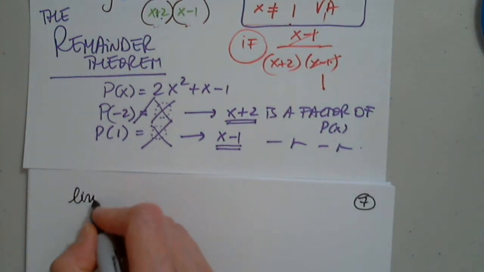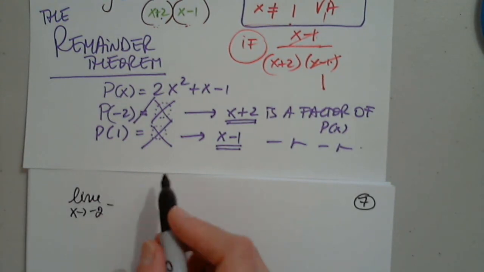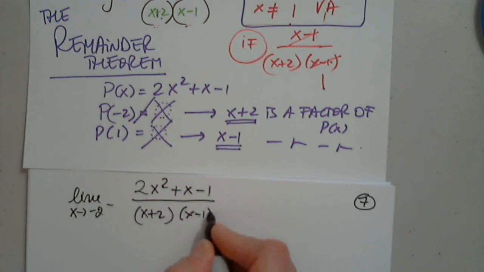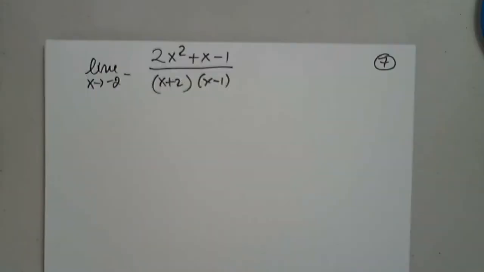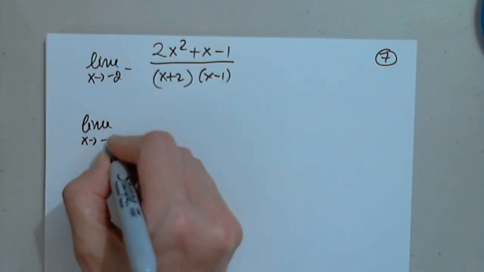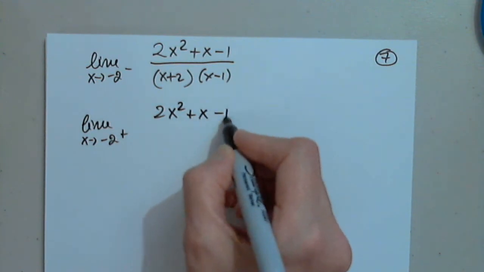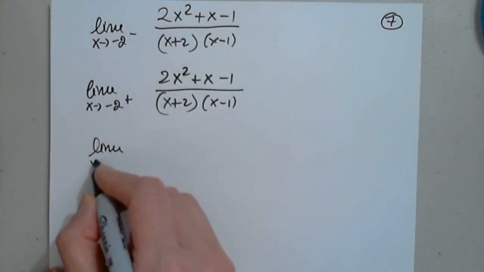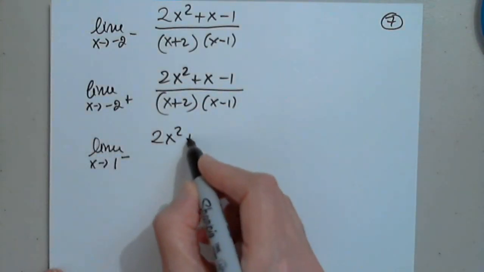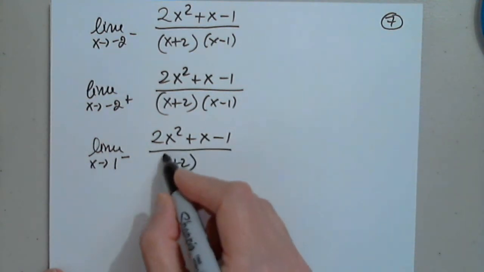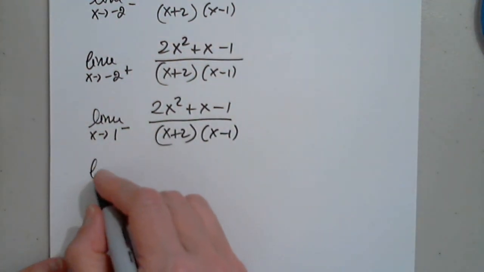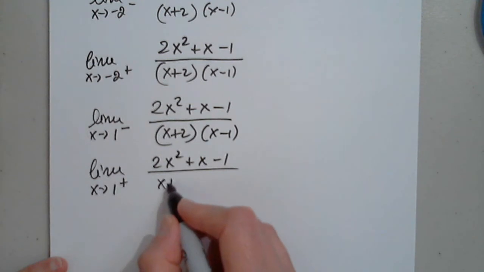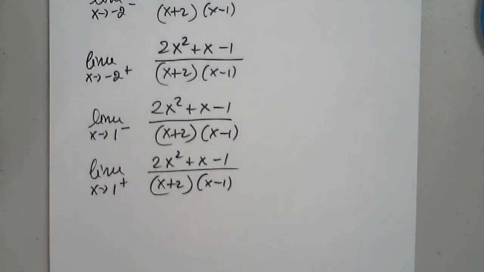So now I have to find the limit as x approaches -2 from the left of 2x squared plus x minus 1 over x plus 2, x minus 1. And then the limit as x approaches -2 from the right of 2x squared plus x minus 1 over x plus 2, x minus 1. And then the limit as x approaches 1 from the left, and finally, the limit as x approaches 1 from the right, of 2x squared plus x minus 1 over x plus 2, x minus 1.